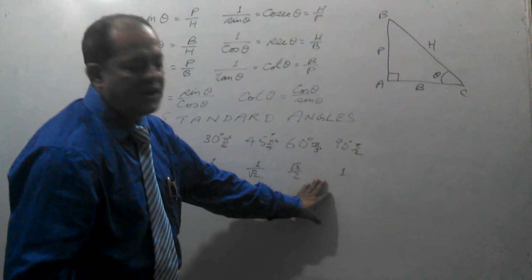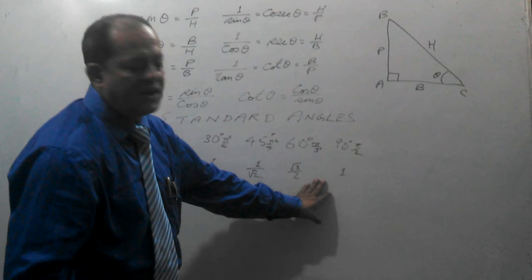Now, same way we can write cot A plus B. This will be given by cos A plus B divided by sin A plus B, right?